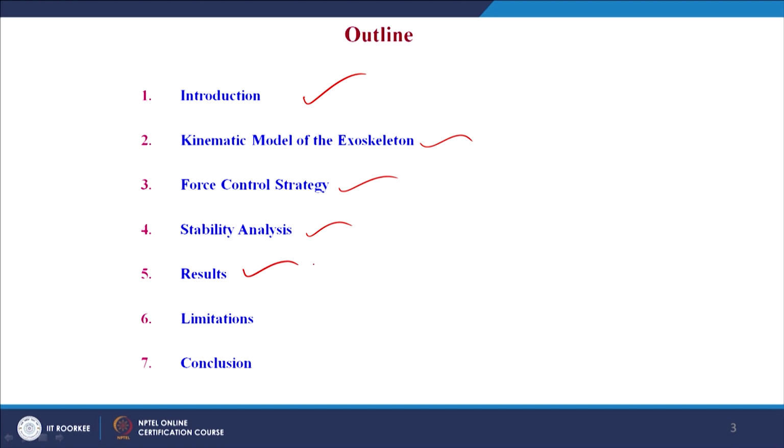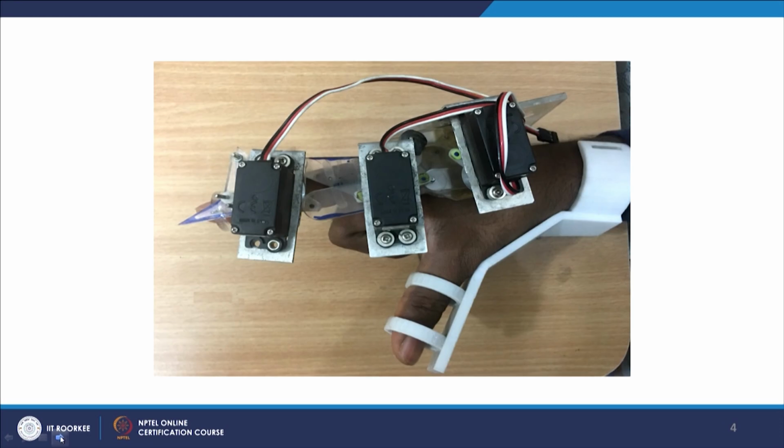Then we see the results from both simulation as well as the experiment. Then we finally go through the limitations associated with this research study, and finally we conclude. Coming to the introduction. So, force control.